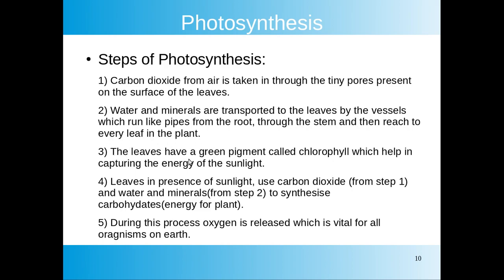The leaves have a green pigment called chlorophyll which helps in capturing the energy of the sunlight. Leaves in presence of sunlight use carbon dioxide and water and minerals to synthesize carbohydrates. During this process, oxygen is released which is very vital for all organisms on earth.